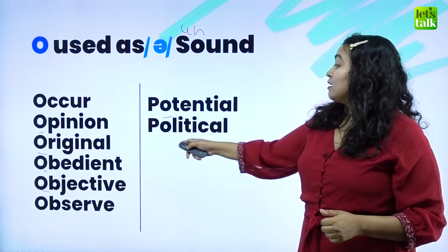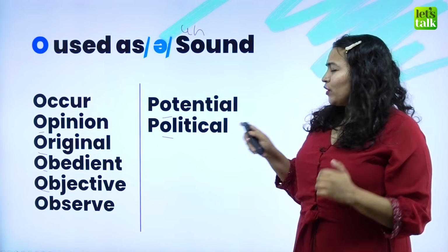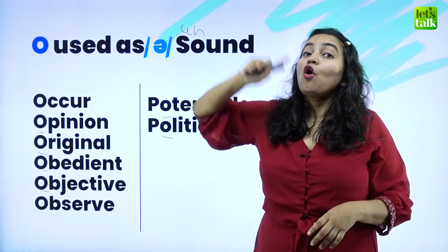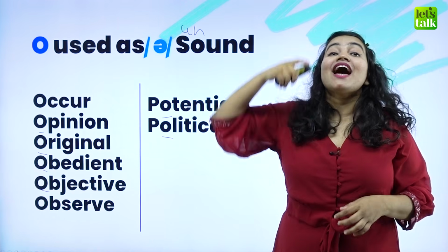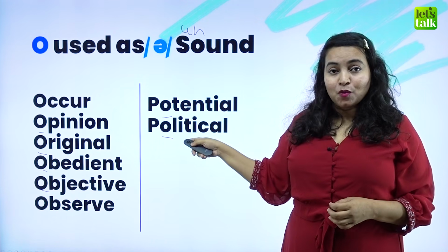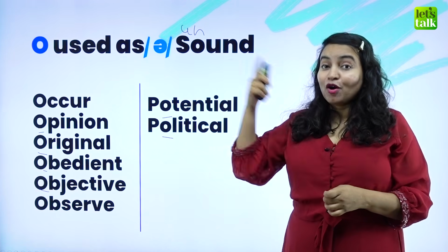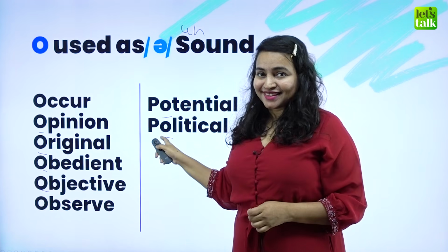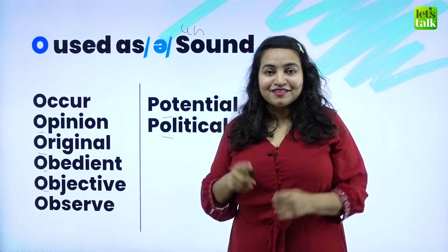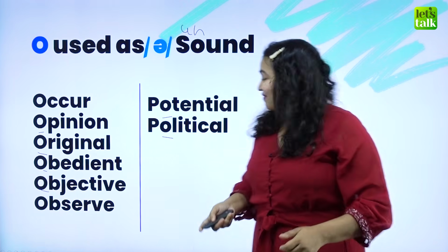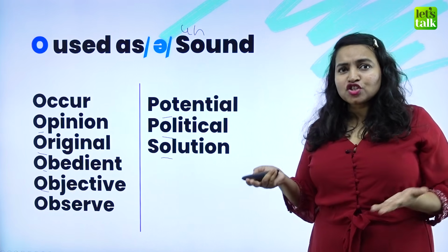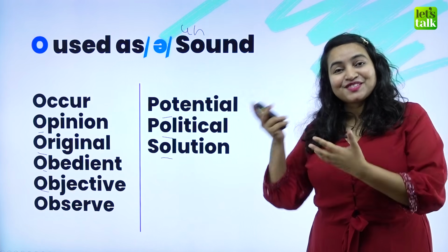Another one, political. So, when you look at a word called politics, it is paw. It is the aw sound because the o becomes an aw sound. However, when we look at this word, which is the adjective form of politics, we don't say political, we simply say p. The o becomes an a sound. Political.